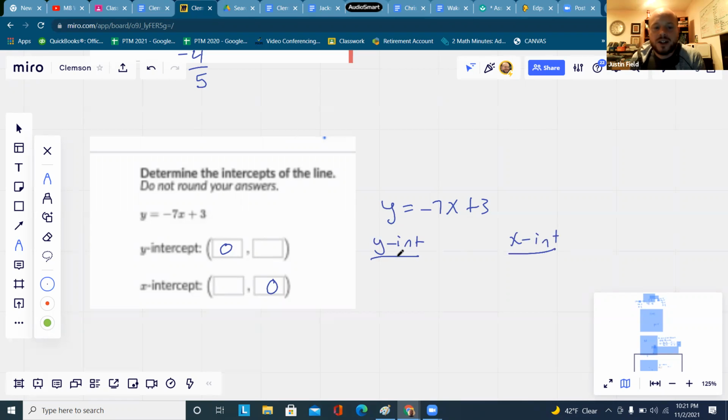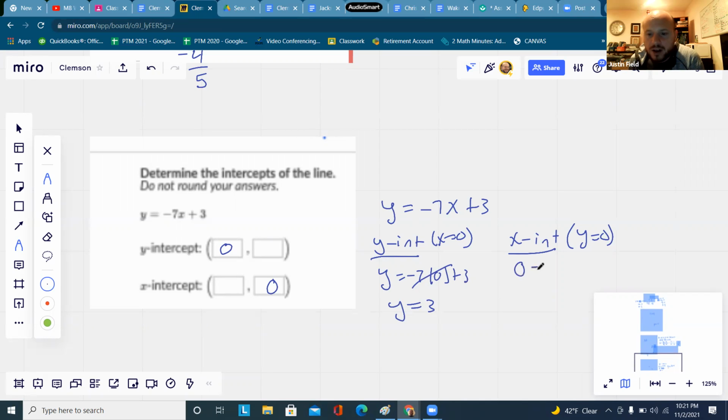Look at that. So the y-intercept, we're going to substitute 0 in for x. X-intercept, substitute 0 in for y. X equals 0. So that's going to be y equals -7. 0 plus 3. And then that cancels that out, and we're done.